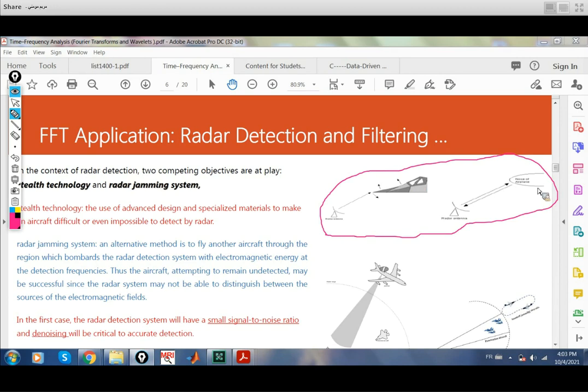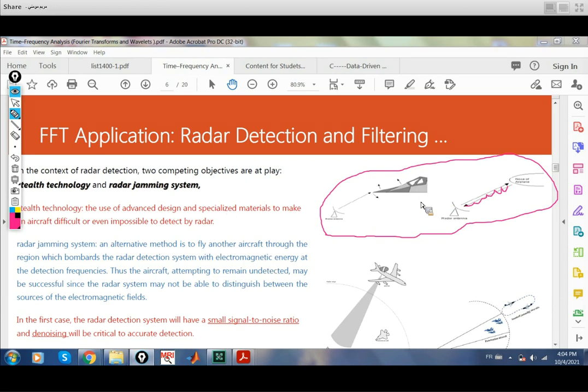Or maybe the material of the target was special. Then instead of reflection, the material absorbed all the waves. Then we cannot track the target in this way or in this way.